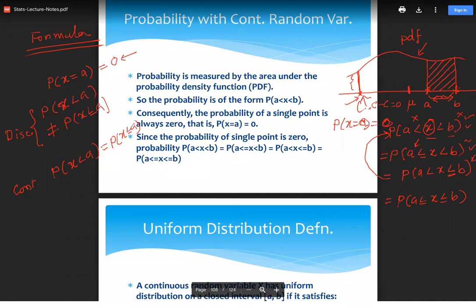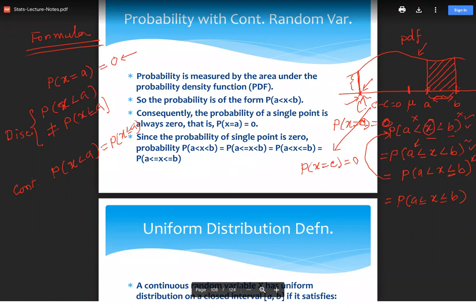So probability of this point, probability of X is equal to C is going to be 0. Just think of it. This does not have any weight. Therefore, weight is 0. 0 times any fixed number is always 0.